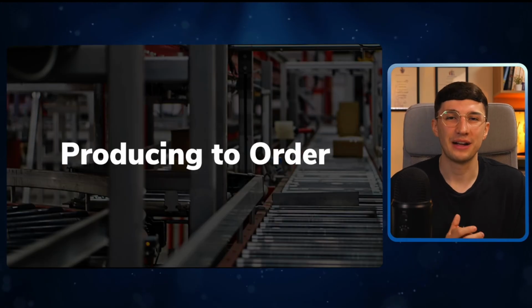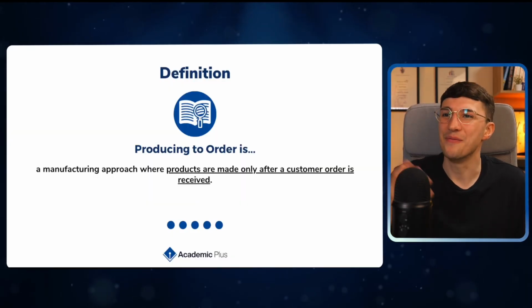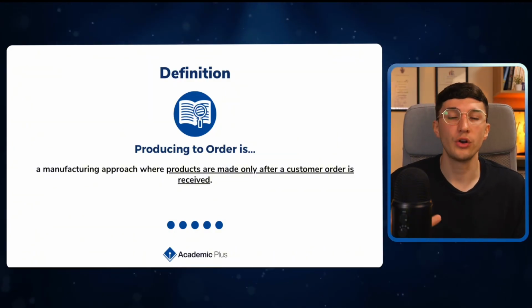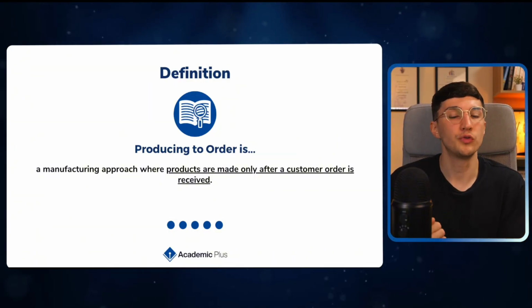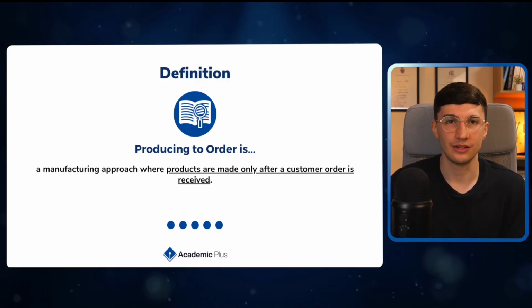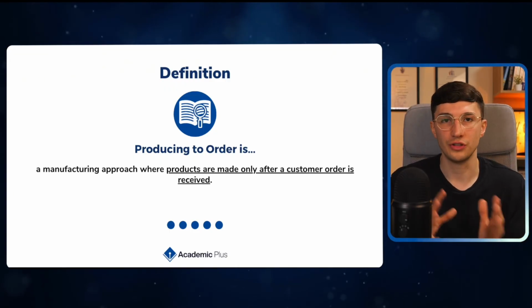And the final way of matching supply with demand is producing to order. Now, kind of in the name, when we look at producing to order, this is a manufacturing approach where products are only made once we've got a customer order in. Essentially, we're not holding on to any excess stock. And producing to order typically aligns quite well with our just-in-time approach.